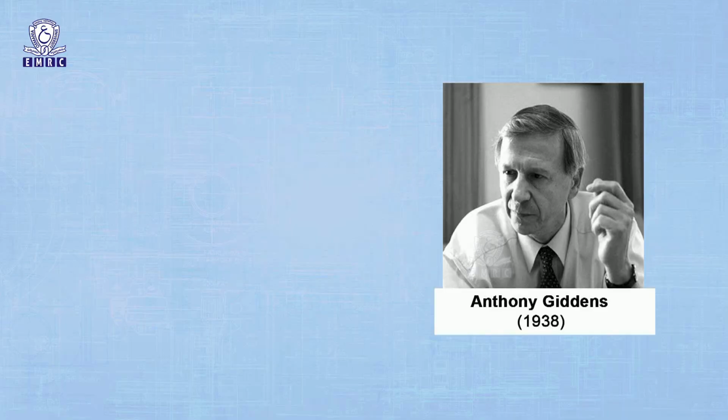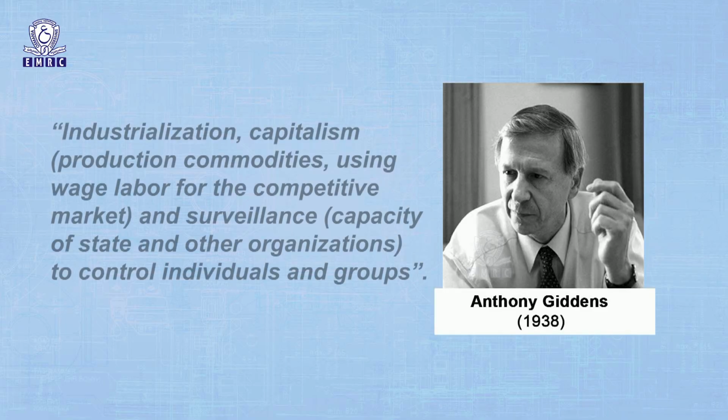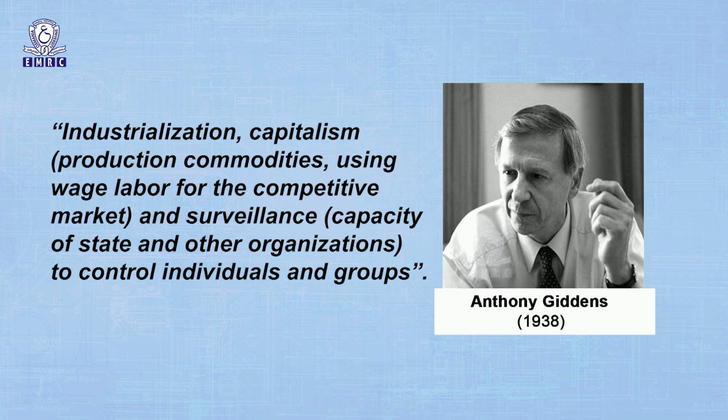Thus, modernity refers to a cluster of new social, economic, political, religious and intellectual systems, which is totally different from the traditional system. According to Anthony Giddens, modernity is characterized as industrialization, capitalism, the production of commodities using wage labor for the competitive market, and surveillance, that is, the capacity of the state and other organizations to control individuals and groups.